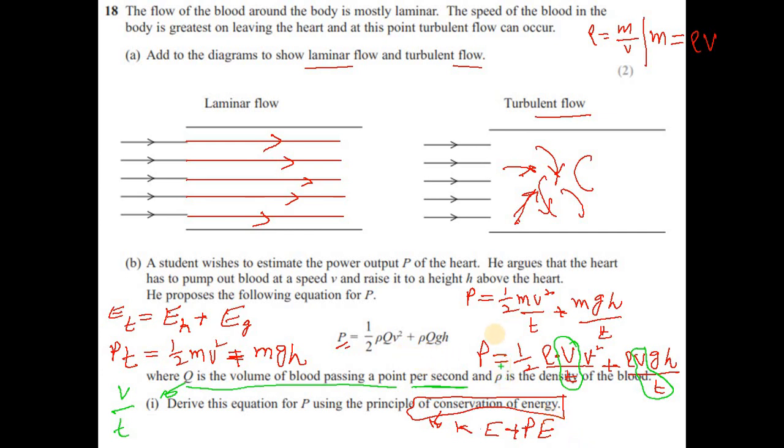So you can write this whole equation like this: P is equal to half rho V by t, meaning Q, V square, plus rho V by t, Q, gh. This is your required equation. Okay.